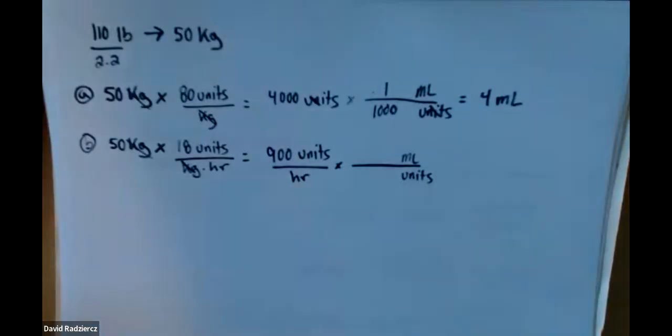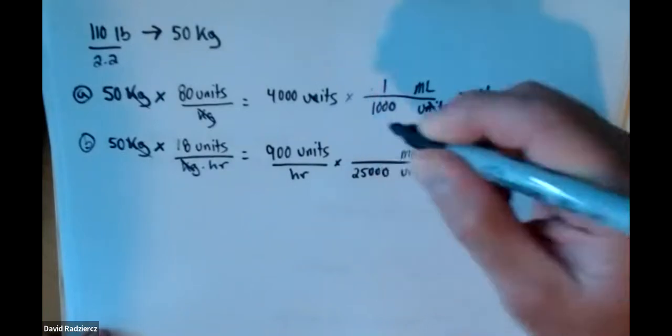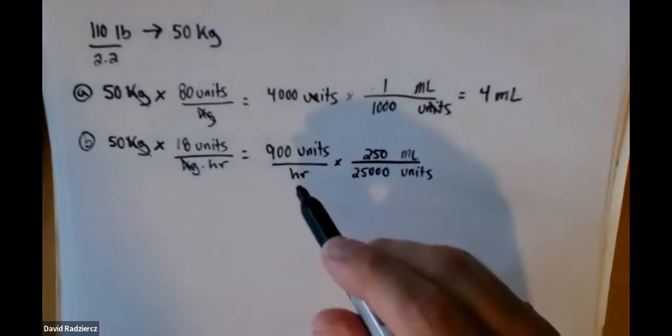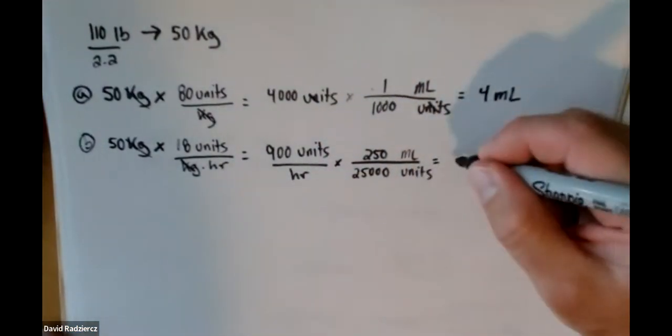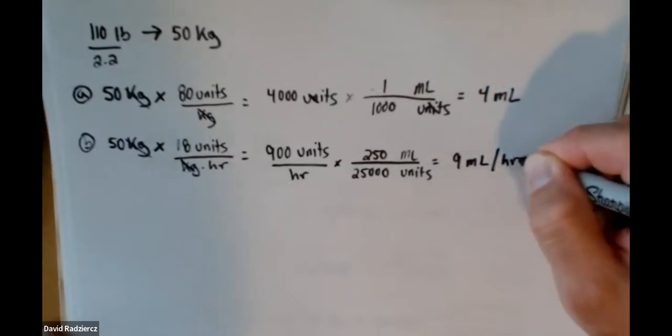25,000 units, 250 mL. I'm going to take 900 times 250 divided by 25,000, and I'm going to get an answer of 9 milliliters per hour.